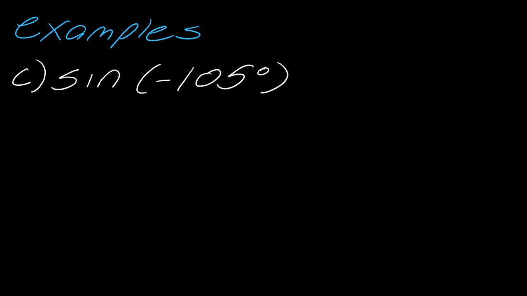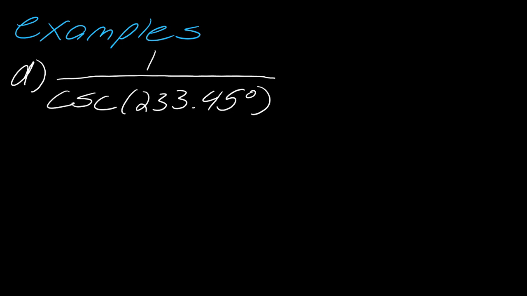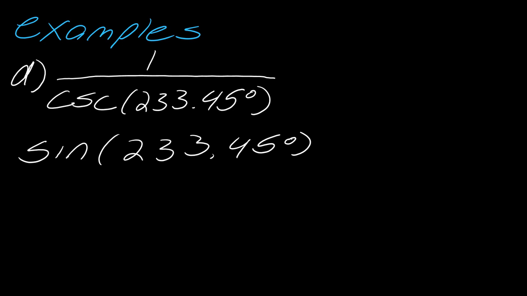All right, so for sine of negative 105 degrees, this is really just simple, you can just plug this straight into your calculator. There's no special tricks. You don't have to worry about this. So I just get negative 0.9659. And then for 1 over cosecant of 233.45 degrees, all right, so you should probably have a guess as to what to do with this. So cosecant is the reciprocal of sine, so I can just rewrite this as sine of 233.45 degrees, and then bada bing, bada boom, negative 0.80334.